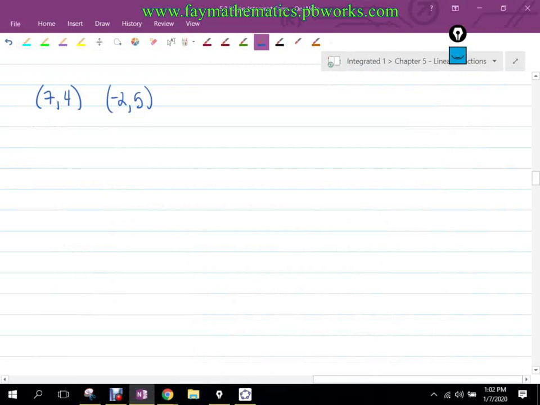So now, again, just like the last one, I got to find the slope. Okay, and then I got to find my y-intercept, right? So my slope here, let's go 4 minus 5, and then 7 minus -2. 4 minus 5, -1. 7 minus -2, 9, right? Yeah. So -1, 9. So that's kind of an ugly number.